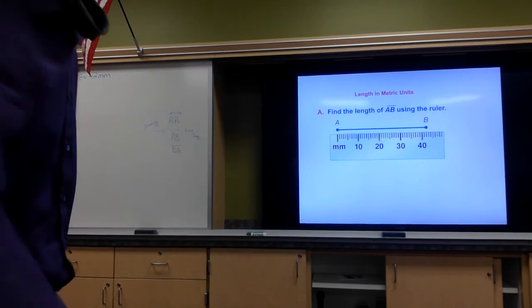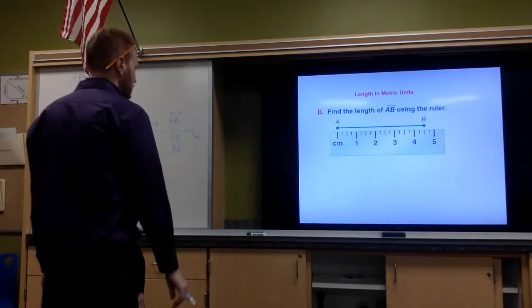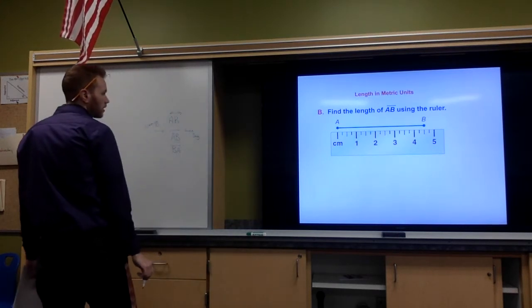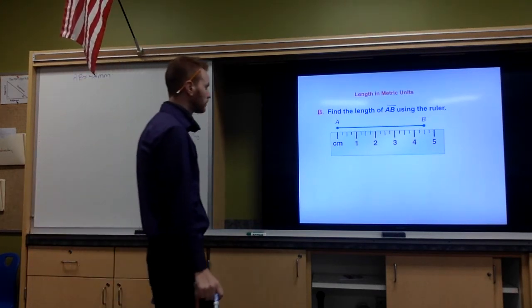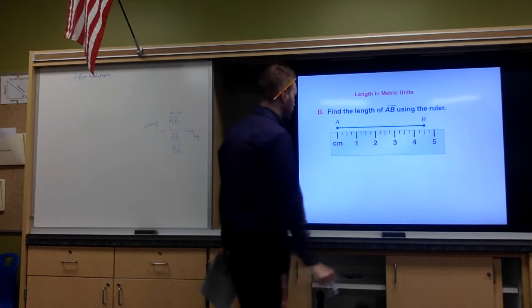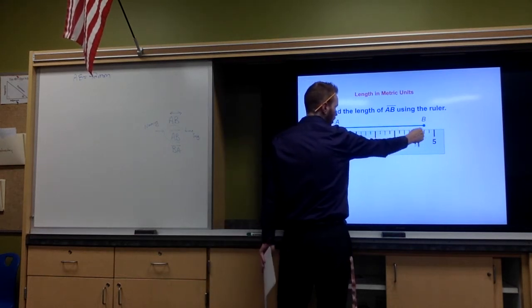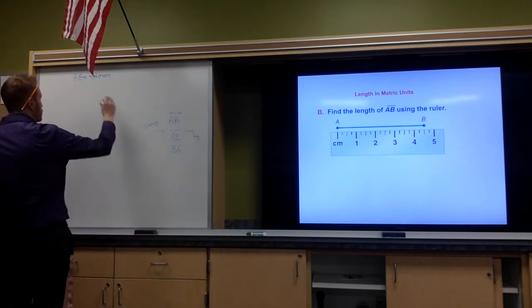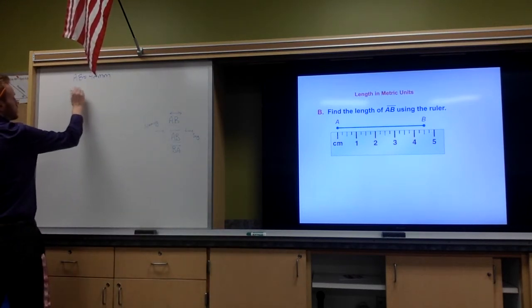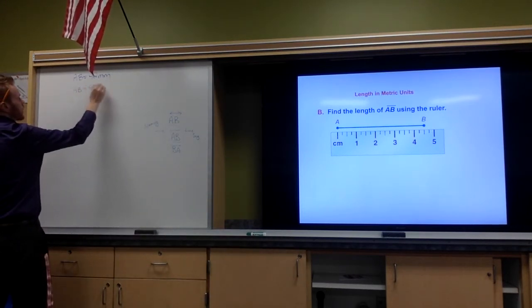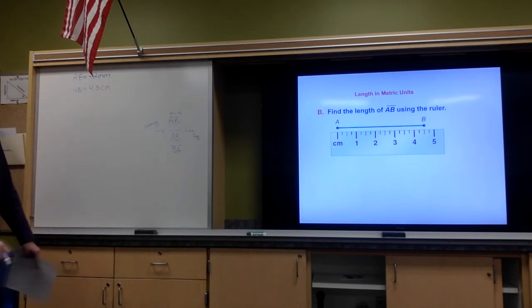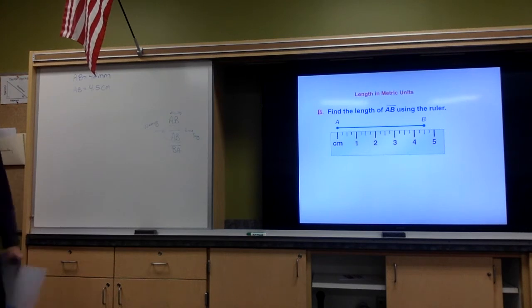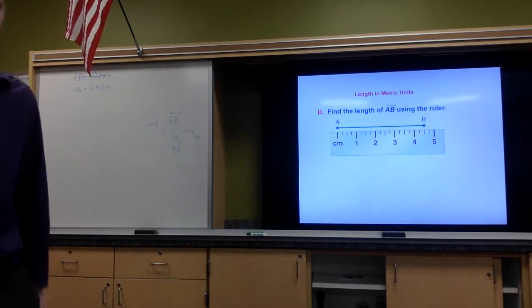Let's try another example. Centimeters this time. What's the length of this line segment? Looking at it, I'm going to say 4, and that looks like a half. So 4.5 centimeters. AB is 4.5 centimeters. Once again, I didn't put the symbol above it because I'm talking about a distance there.